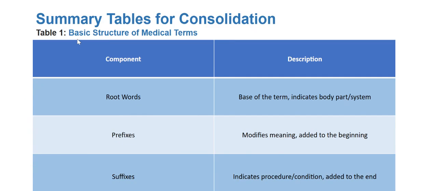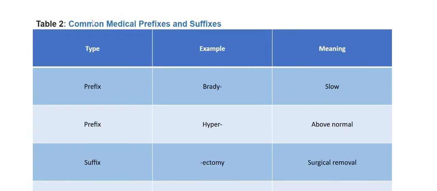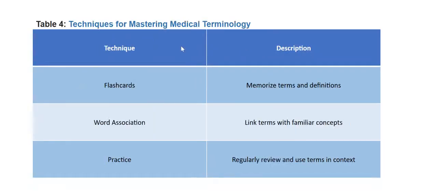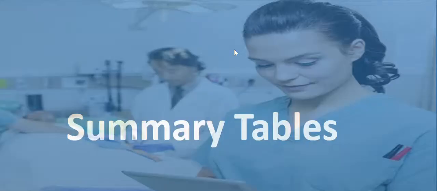Summary tables for consolidation. Here is a table on the basic structure of medical terms, with component and description for each. Table on common medical prefixes and suffixes: type, example, meaning. Table on specialty-specific phrases: specialty, phrase, meaning. Table on techniques for mastering medical terminology: technique and description for each technique.